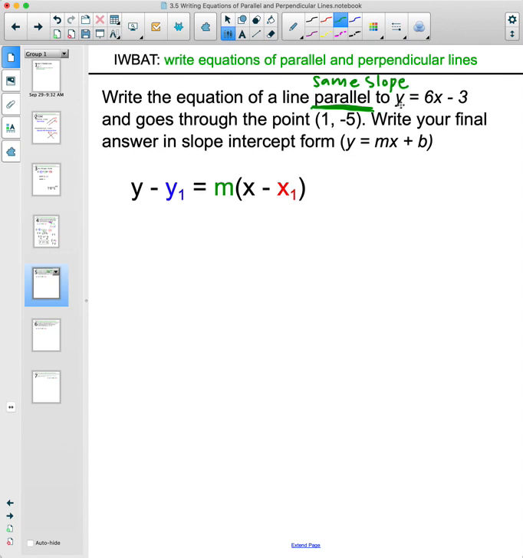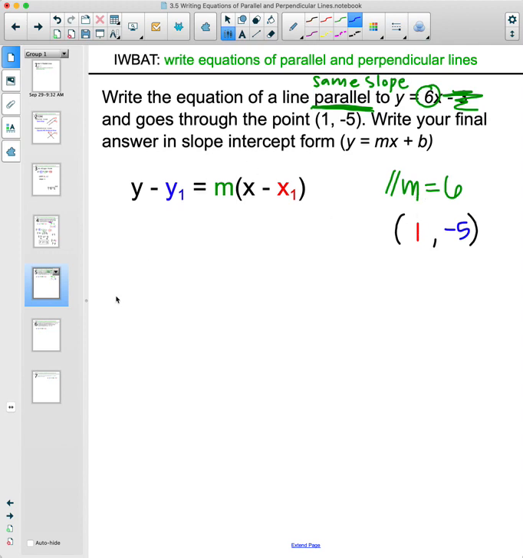So this equation says y equals 6x minus 3. The slope is 6. So a parallel slope to 6 is also 6. So we're going to be using 6. We don't care about anything else in this equation. Then we want it to go through the point 1, negative 5. So they're giving us an ordered pair. X coordinate is 1, y coordinate is negative 5. So when they say parallel, biggest thing is you're taking the same slope.